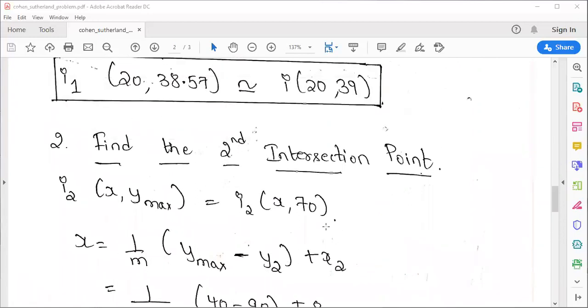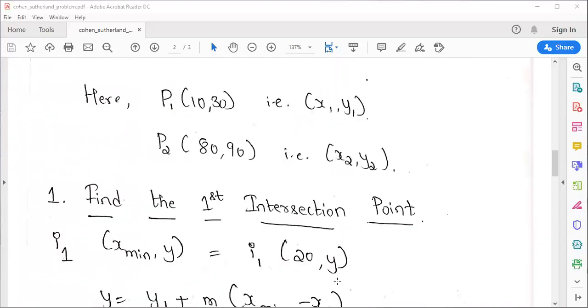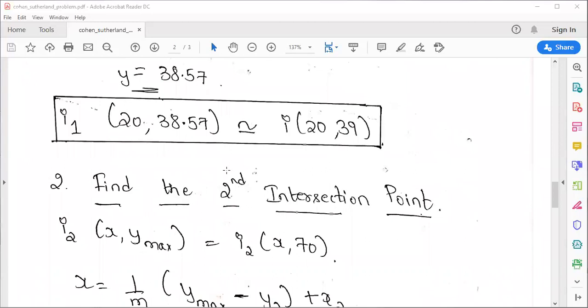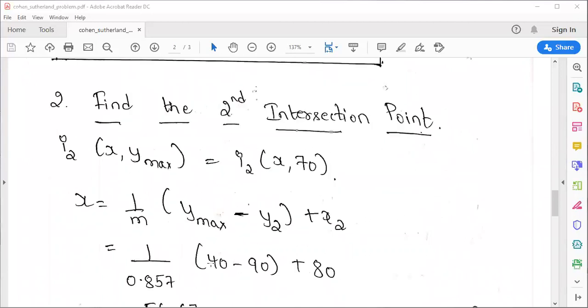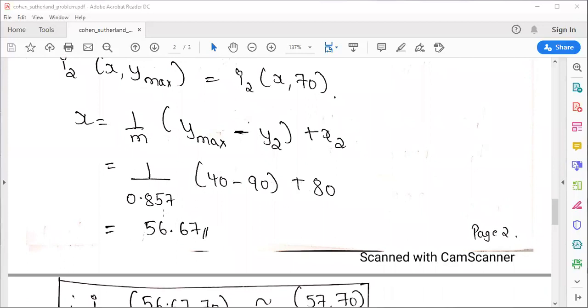X2 value is 70, minus y2 is 90, plus x2 is 80. So x2, y2 you have to consider, which is 80 comma 90. Just a small correction, make this as 70. So 70 minus 90, you will get minus 20. Minus 20 plus 80, you will get 80 minus 20, which is nothing but 60.